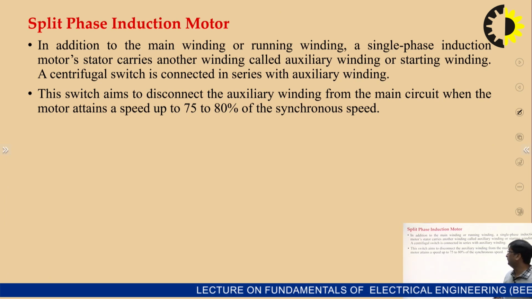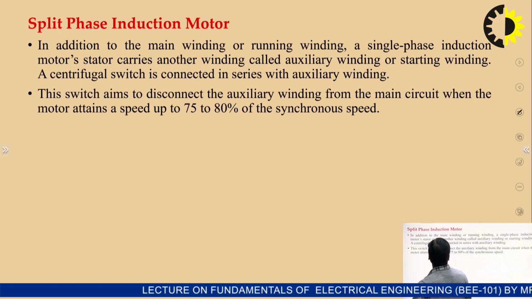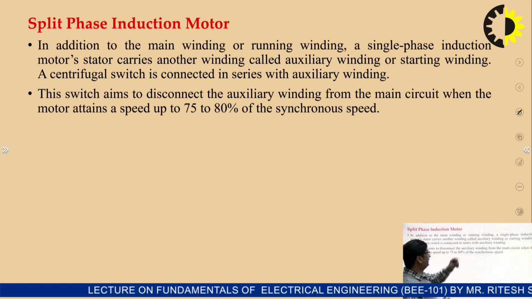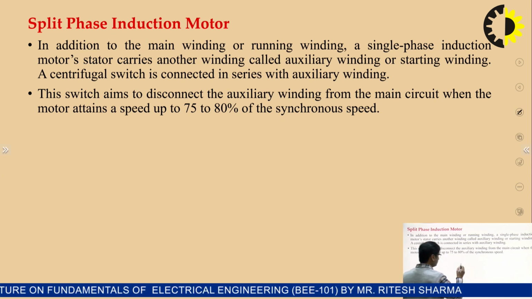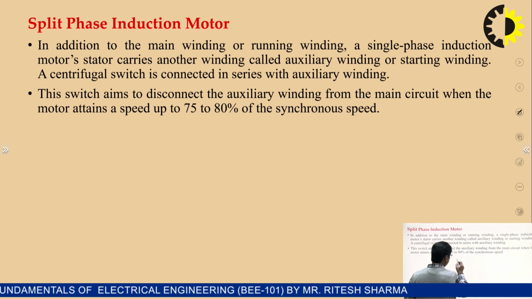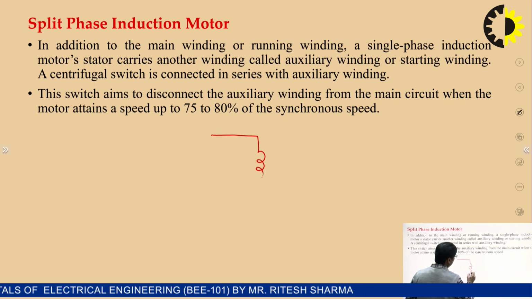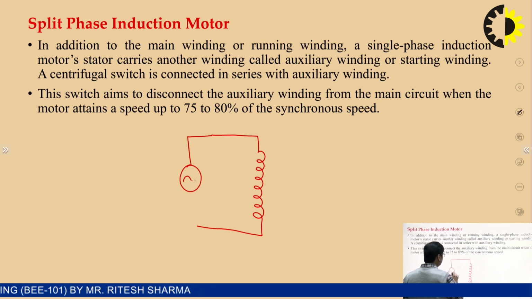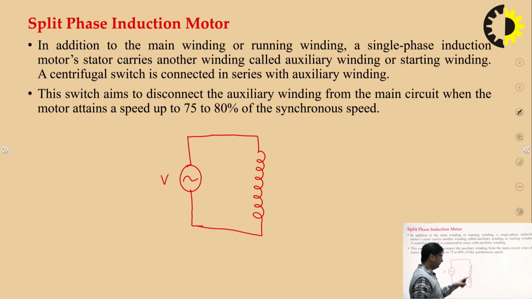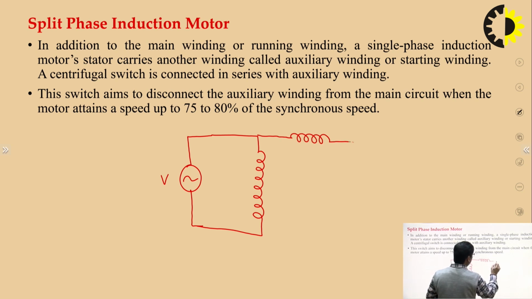First, the split phase induction motor. In addition to the main winding, in the split phase motor, let us draw the circuit diagram of the single phase induction motor. In the single phase induction motor, we have a main winding. Suppose this is the main winding. This is the single phase AC supply to the main winding, the voltage that we provide to the main winding, and this is one other winding. Switch is there.